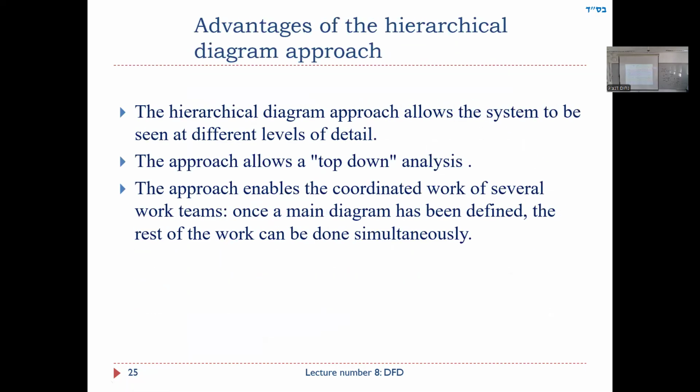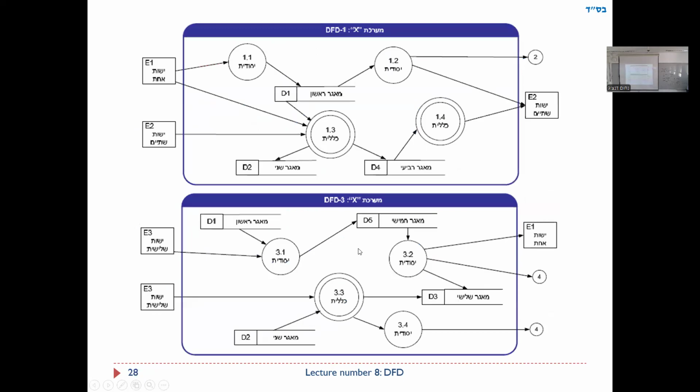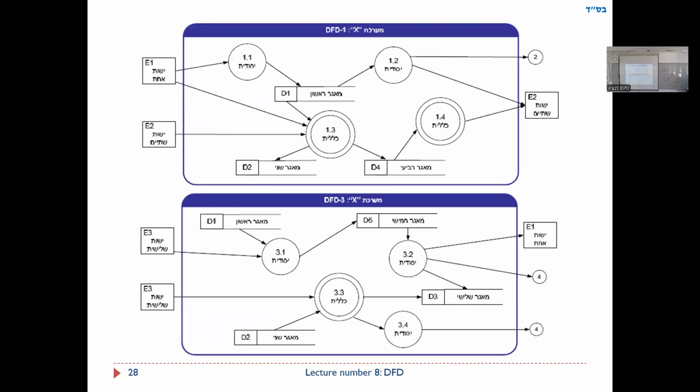But wait a second. We also see that he's writing to database 4. And there was no database 4 over here. Why not? Because it's internal. This process is writing to it, this process is reading from it, but nobody else is. So therefore it's internal to DFD 1, and I only see it in DFD 1. Everything else matches. We see the entities.